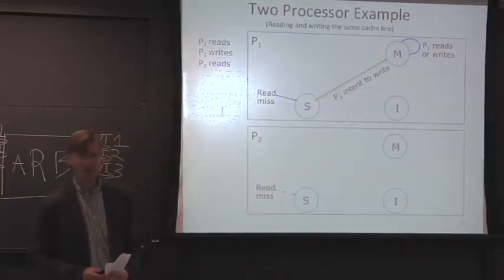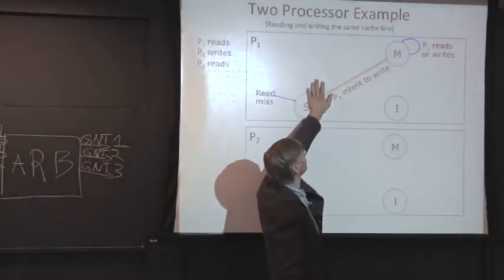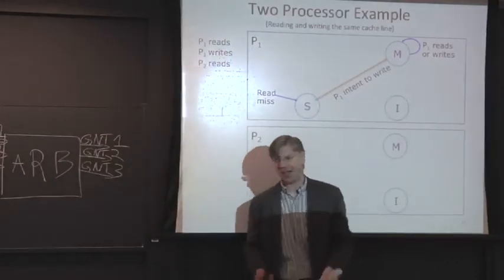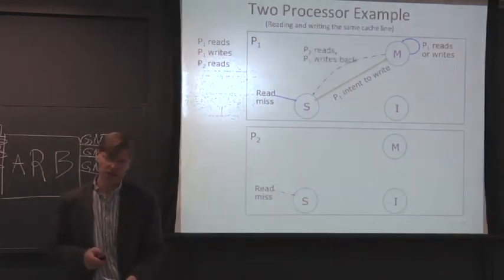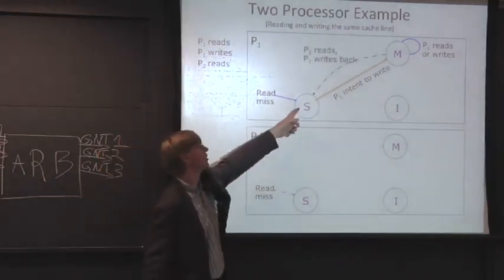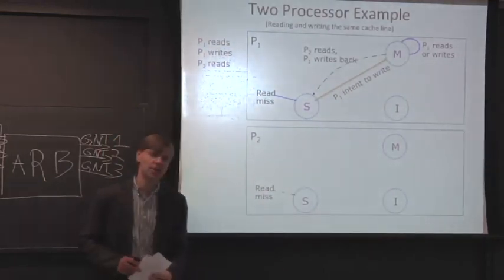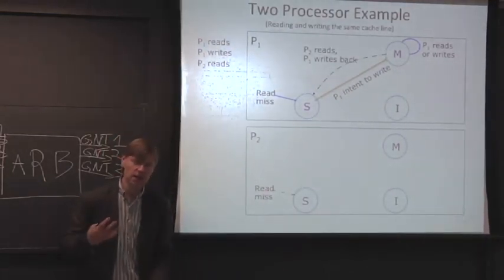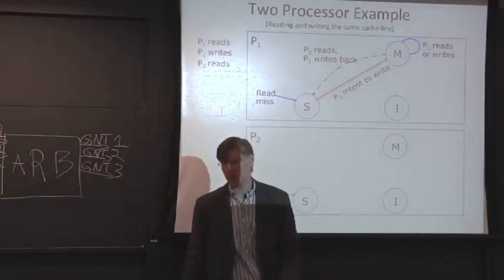At the same time, because processor 1 has it in the modified state, it's going to have to write back the data and transition to the shared state. So both of these processors are now in the shared state. So they both have read-only copies, and the most up-to-date copy of the data has been pushed out to main memory, or written back to main memory.